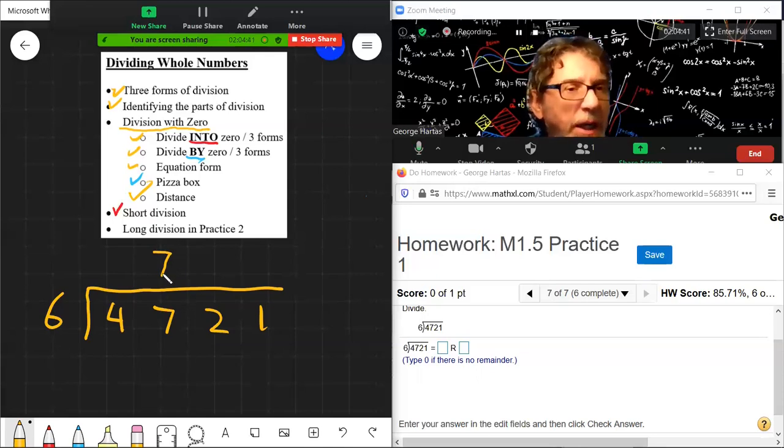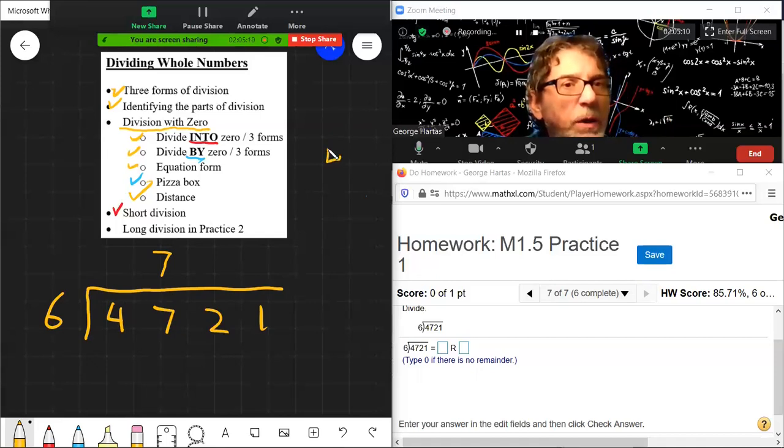I could not say 8 because 8 times 6 is 48 and it's too high. You cannot go over this amount. It's either got to be the same number or less, just under. And it can be 2 less, by the way, and I'll discuss that in long division. But for here, let's just keep going. So 6 goes into 47 7 times because 7 times 6 is 42.